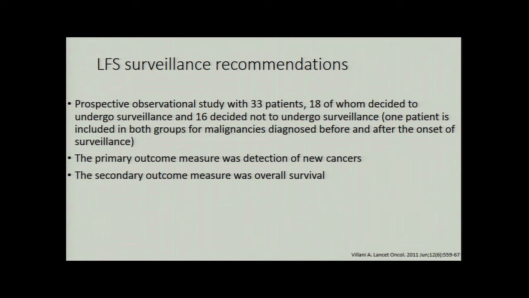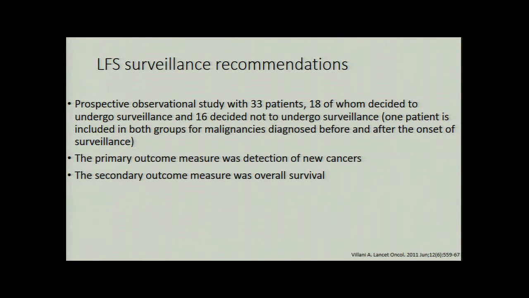So this group conducted a prospective observational multi-site study with 33 patients, 18 of whom decided to undergo the cancer surveillance that I just outlined, and 16 decided not to undergo surveillance. And one patient is included in both groups for cancers that were diagnosed before and after the onset of the surveillance. So this was not a randomized study. The primary outcome measure was detection of new cancers, and the secondary outcome measure was overall survival.